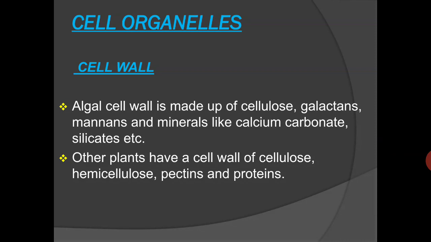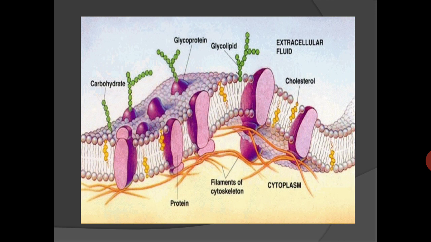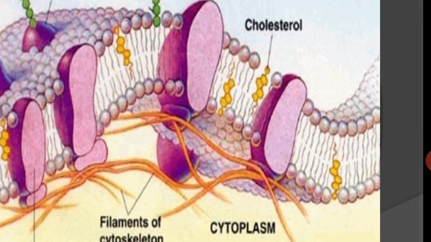First of all, in the cellular organelles, we have to study the outer covering of any cell, that is known as the cell wall. In the algal cell wall, it is made up of cellulose, galactans, mannans and minerals like calcium carbonate and sometimes silicates also. In other plants, the cell wall is made up of cellulose, sometimes 50% cellulose, hemicellulose, and sometimes proteins. This is the structure of the cell wall.